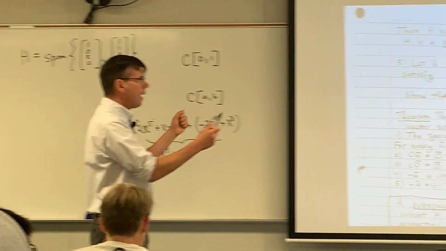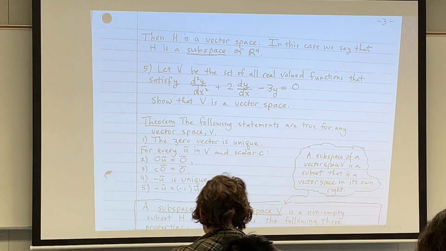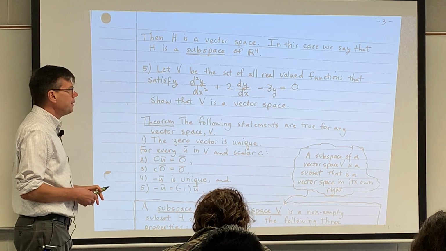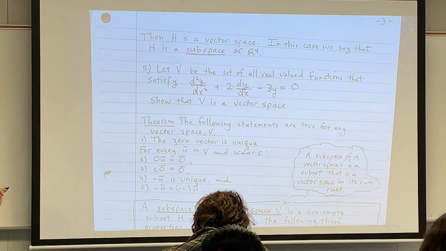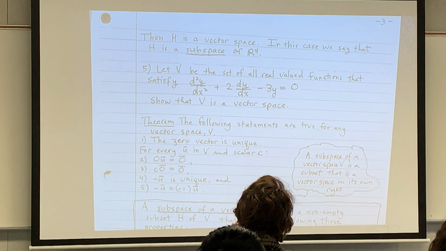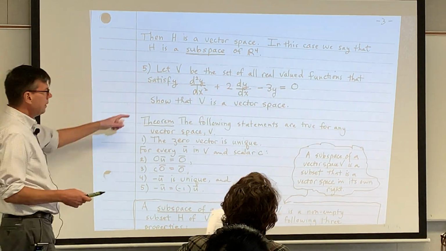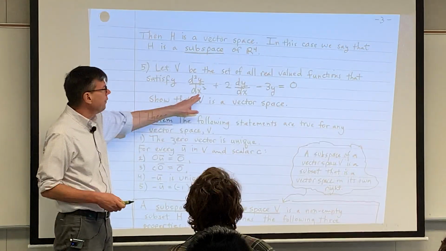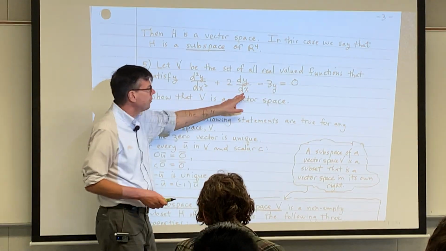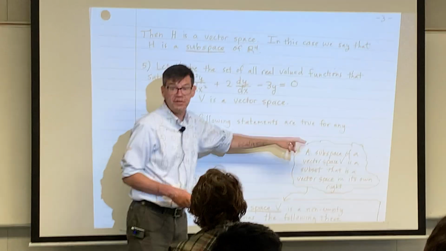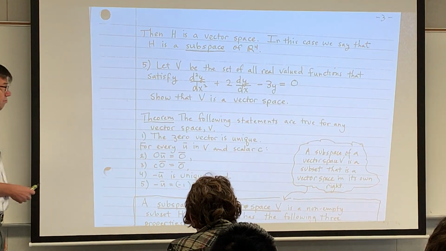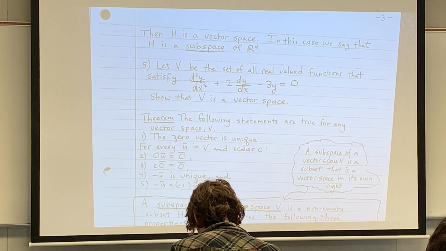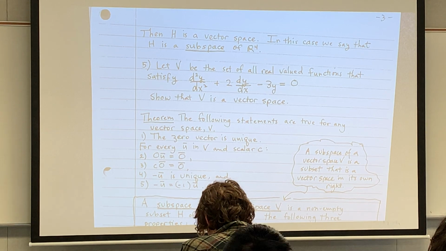And now number 5 is really a super important example. Let B be the set of all real valued functions that satisfy, that's called a differential equation right there, and you're familiar with this notation, right? We're saying the second derivative of the function plus 2 times the first derivative minus 3 times the function is 0. So there are actually many different functions that satisfy that differential equation. There are many functions that do not satisfy that.